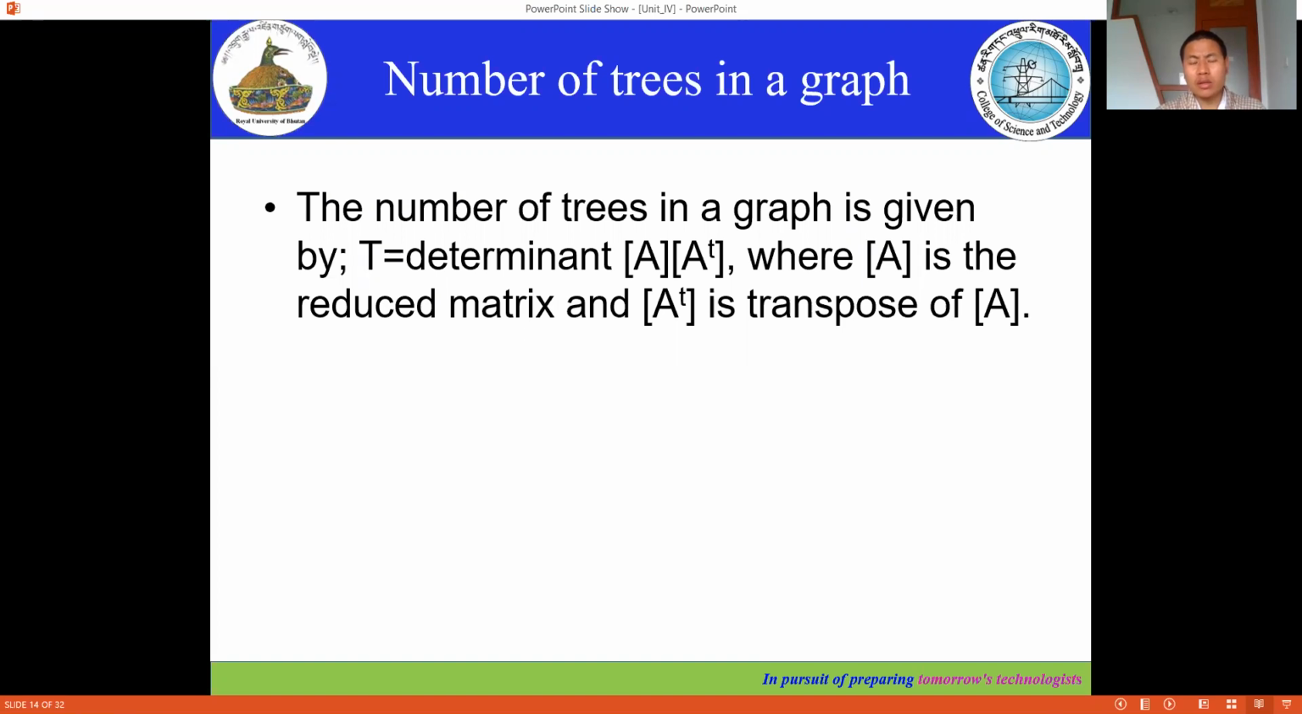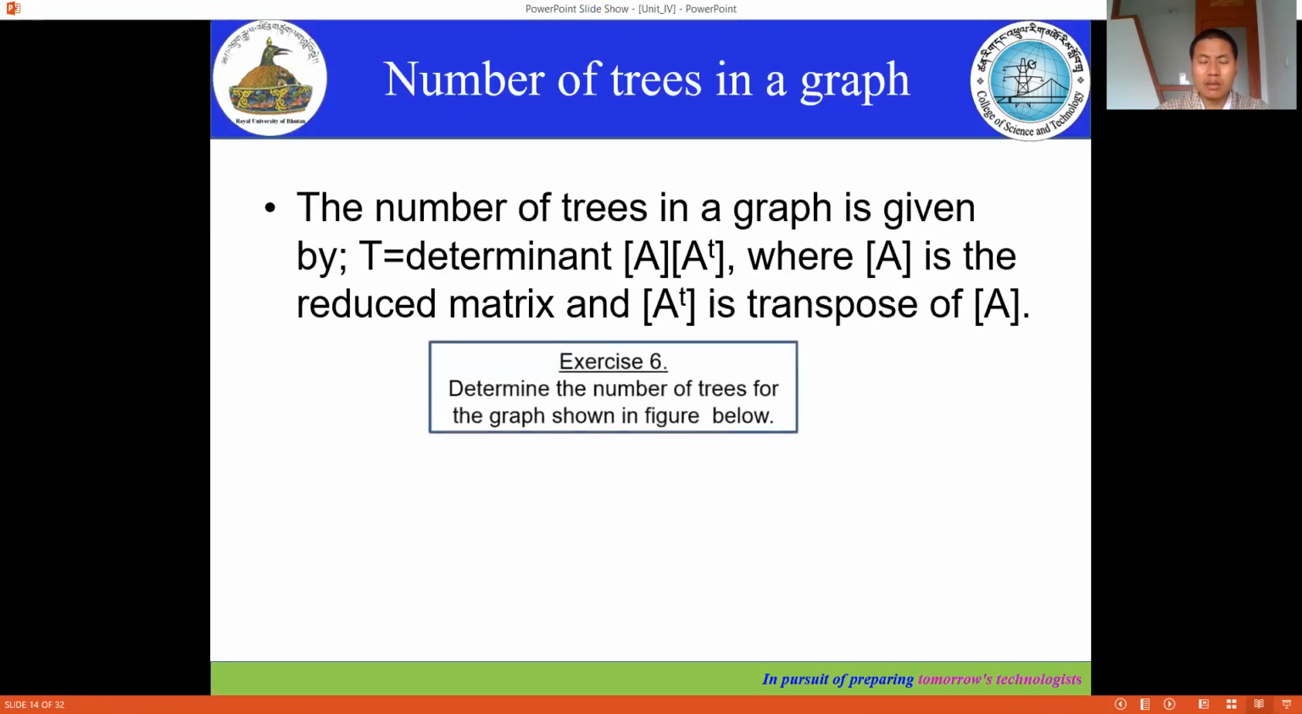We get the reduced matrix from the incidence matrix when we remove one of the rows from the incidence matrix. Then we multiply that reduced matrix with its own transpose, and after that we find the determinant, and the final answer is our number of trees. So the number of trees in the graph is given by the determinant of the reduced matrix times the transpose of the reduced matrix. Okay, let's look into a small exercise here.